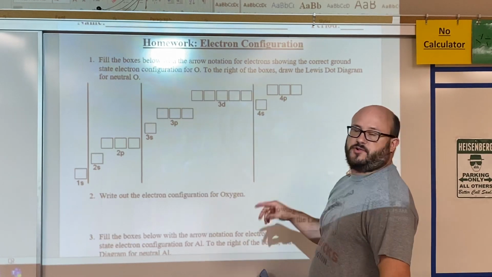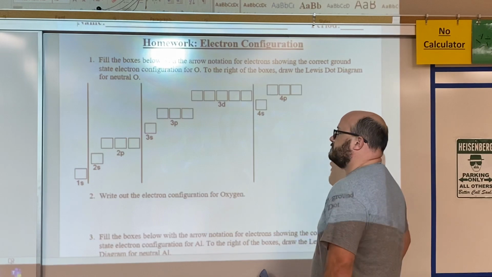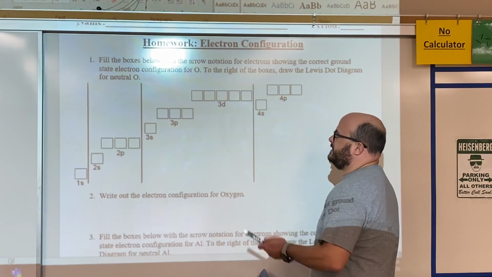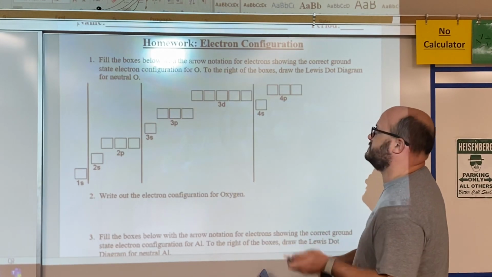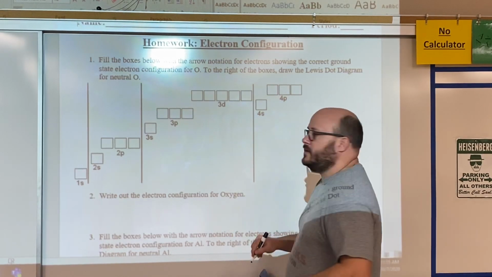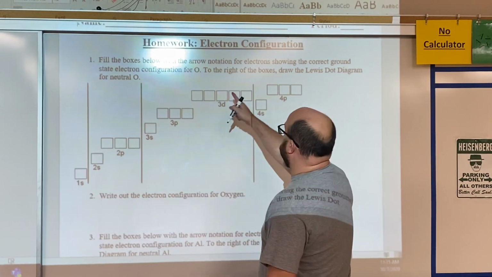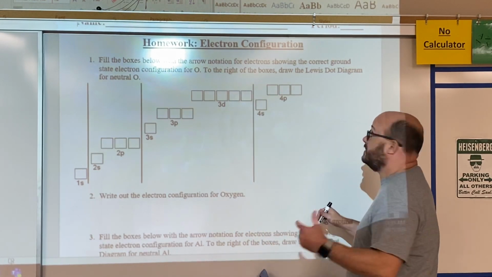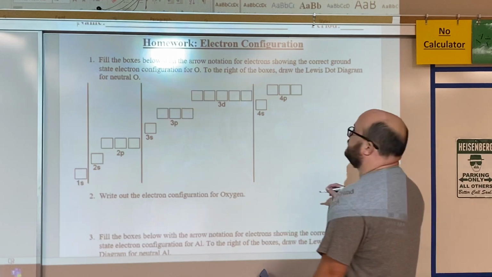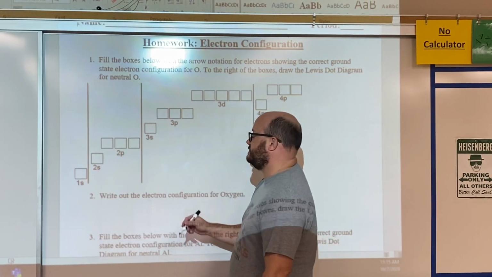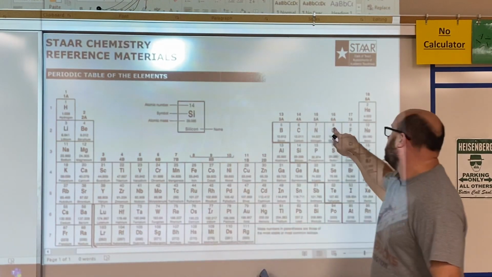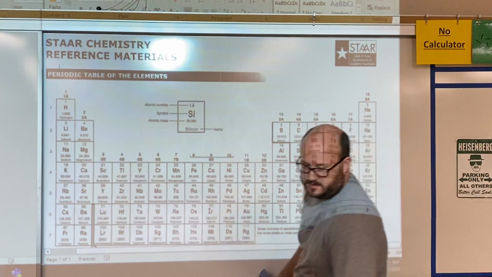Now the first part of this is drawing the electron structure or the electron diagram. You might see this called a spin diagram or electron notation, many different types of things, or an orbital diagram or orbital notation. It says fill in the box with the arrows representing electrons for the correct ground state of this element. Now this one says for O, that's oxygen. Oxygen, atomic number 8, has 8 electrons.